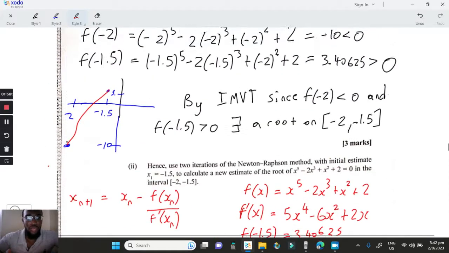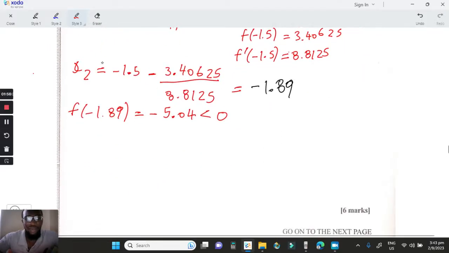So where does the root lie? So this is negative 1.89, giving us the negative 5 point something. So that means the root now lies between negative 1.89 and negative 1.50. Even though that doesn't matter, right? That's if you're using bisection, but just for the fun of it, I did that.